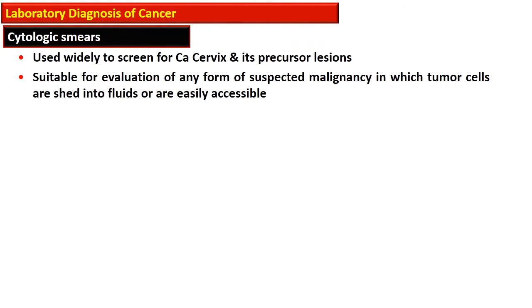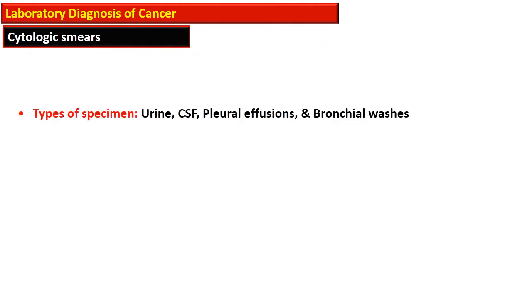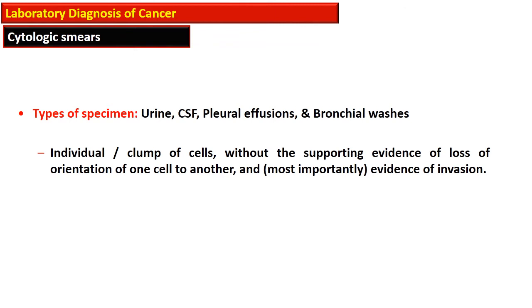This smear formation is suitable for evaluation of any form of suspected malignancy in which tumor cells are shed into fluid or are easily accessible. The types of specimen for which cytologic smear is used are urine, CSF, pleural effusion, and bronchial washes. The shed cells can be evaluated by morphology, so their origin can be determined, or the individual cells or clumps of cells are studied by this method.